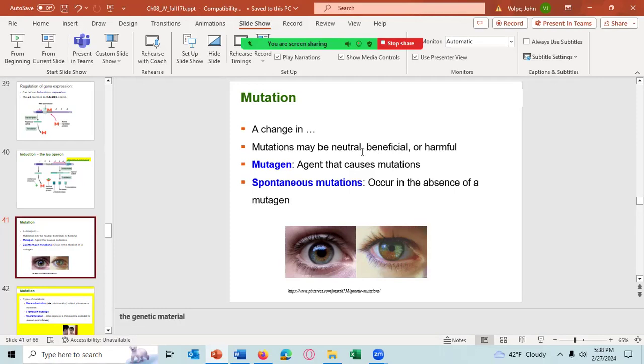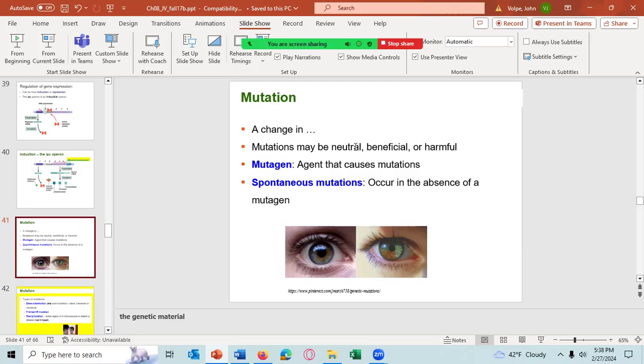Normally, mutations are either neutral or harmful. And it's usual thinking that mutations are harmful, but there are a lot of mutations which are neutral, and you'll see why in just a minute.